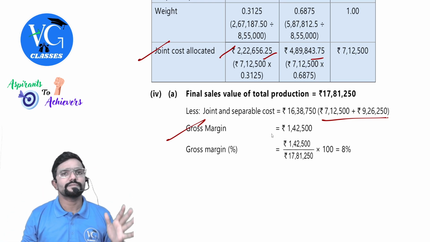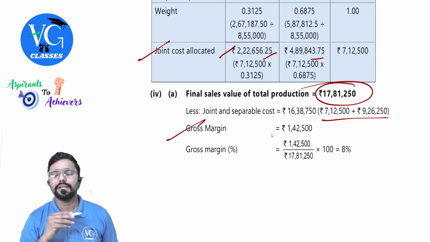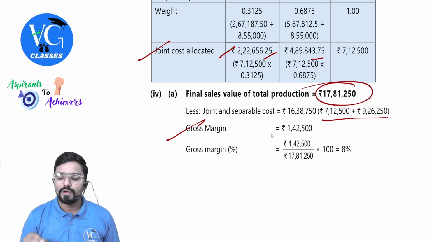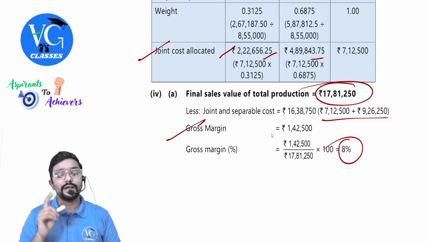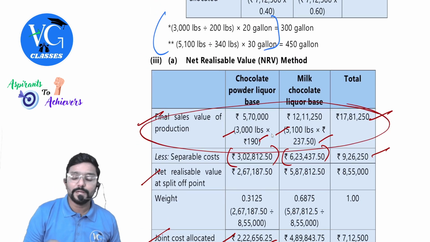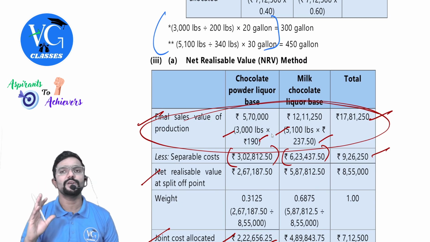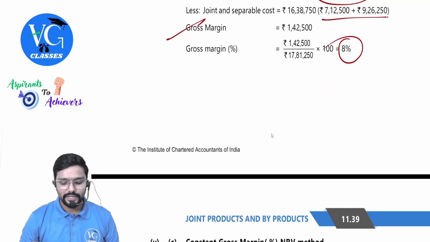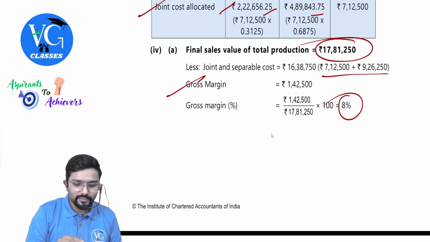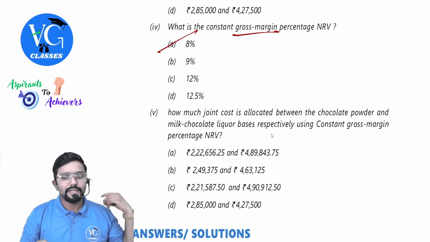So 1,42,500 divided by total sale value, 17,81,250, into 100. 8%. And why did they use the word NRV? Guys, we have to take the sale value after further processing here, not at the split-off point. Please be careful. That is the ultimate output, chocolate powder and milk chocolate. So this is the 8%. One more last question is there. Let me read it out and mark this.